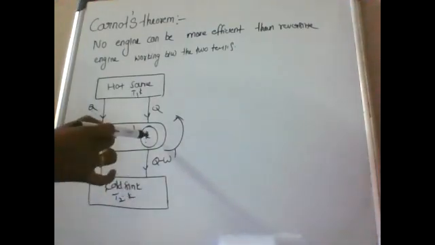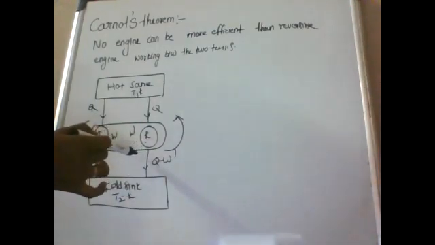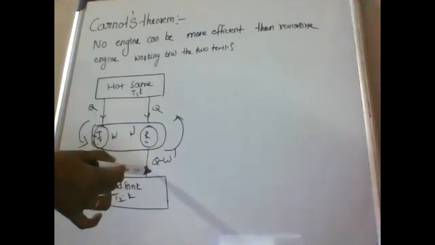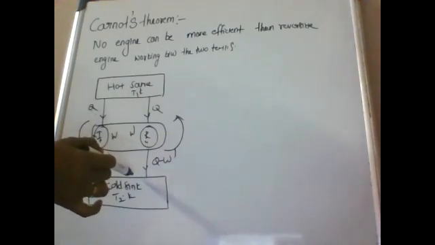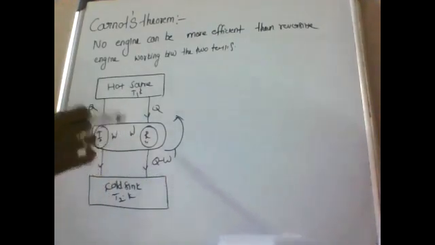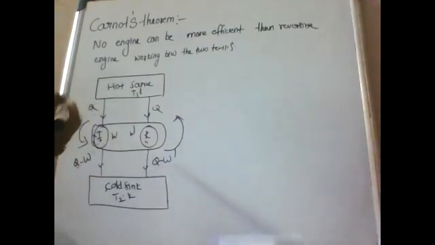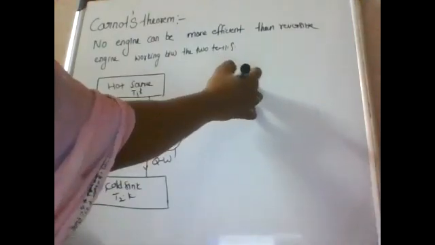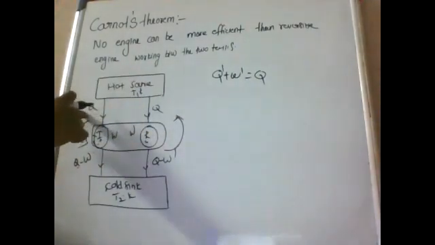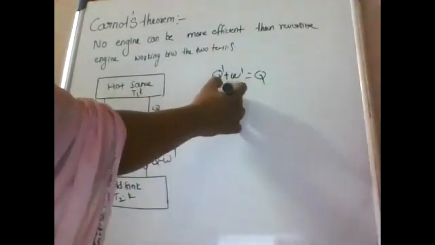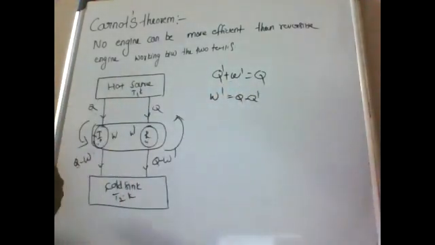Next, let engine R absorb an amount of heat Q dash from the sink, and a certain amount of work W dash is done, and Q dash plus W dash is given to the source. So Q dash plus W dash equals Q, because the reversible engine will give energy Q dash plus W dash. This value equals Q, or W dash equals Q minus Q dash.